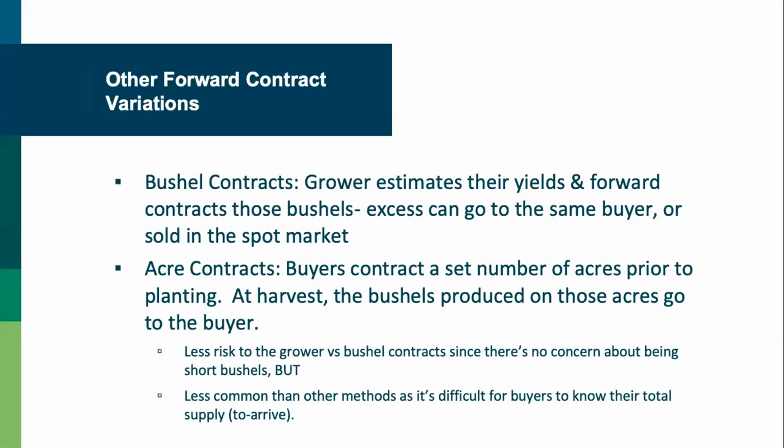So real quickly then, just kind of closing this up, looking at forward contract variations. So there are bushel contracts and acreage contracts. I directly outlined what the definitions are of these two directly on that slide. So I'm not going to read that. I'm going to let you all kind of take a good stab at that there.